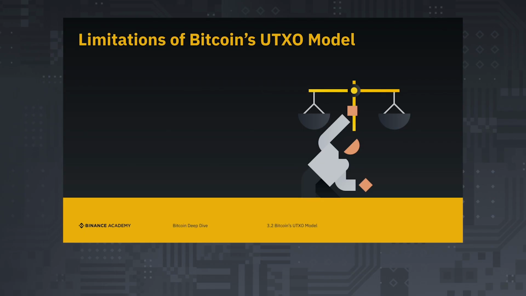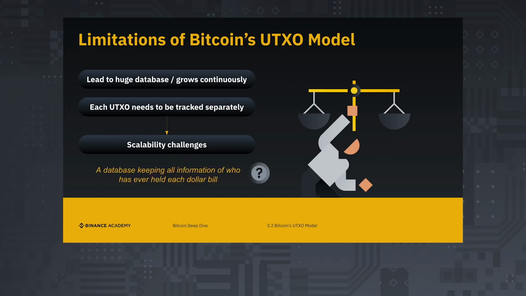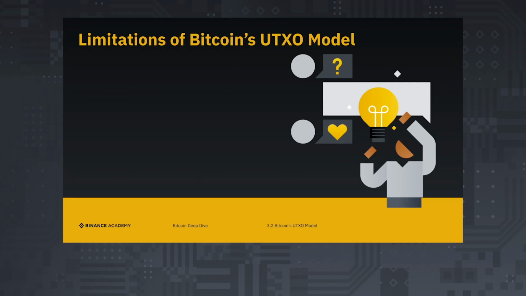One of its main drawbacks is that it can lead to a huge and expansive database that grows continuously, as each UTXO needs to be tracked separately in the database until it is spent. This poses scalability challenges. Just imagine the size of a database that keeps all information of who has ever held each dollar bill throughout history. But there are ways to mitigate this challenge.